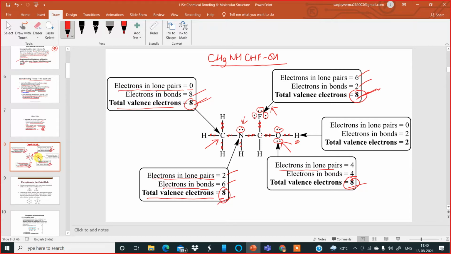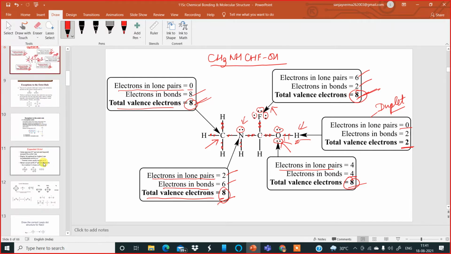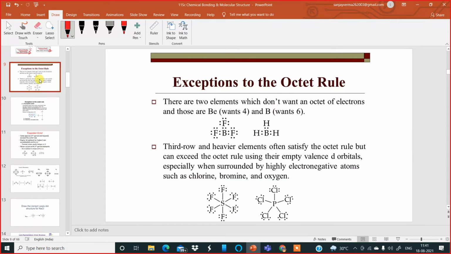But if you look at this hydrogen, hydrogen has no lone pair. Electrons in bond is 2, 1 and 1. So the total number of valence electrons is 2. So hydrogen tries to acquire a duplet in order to become stable. So this is one practical application of the octet rule. Atoms combine with each other to acquire an octet after the combination. That was the explanation for the octet rule. Now coming to exceptions for the octet rule in the next slide.